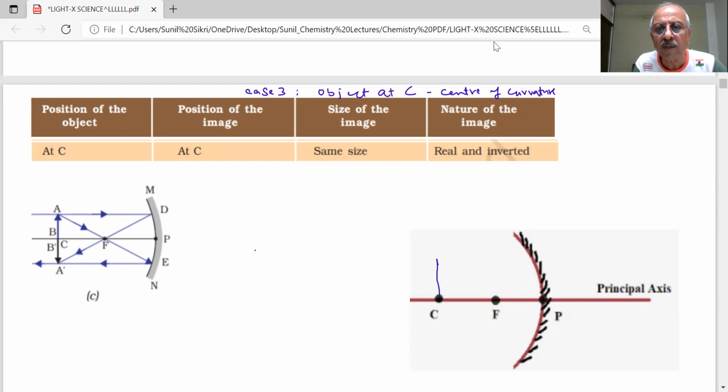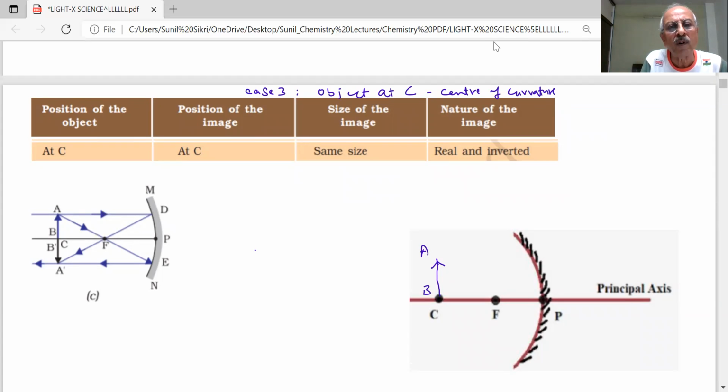This is the point, student. And this is my A, this is my B. So he says in the exam, the object is placed at the center of curvature in front of a concave mirror. What is the position of the image? What is the size of the image? What is the nature of the image? Draw the ray diagram. How many rules did I tell you? 4 out of 4, I said last time. Use first, second or third.